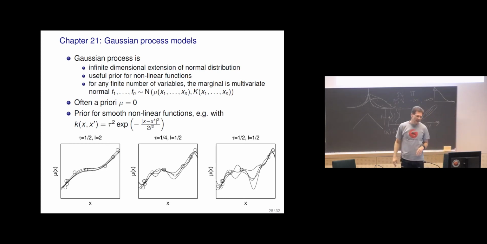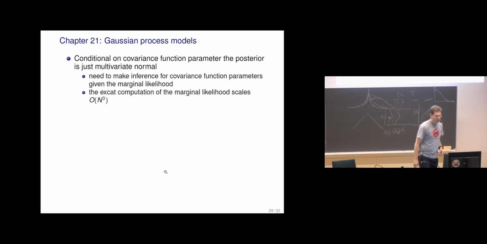So we have a prior on function space, and we can add data to learn different nonlinear functions. Conditional on these covariance function parameters. So we had one parameter which was the length scale, how quickly it varies. One was the magnitude, how large variation there is. Conditional on those, the posterior is just multivariate normal and everything is easy.